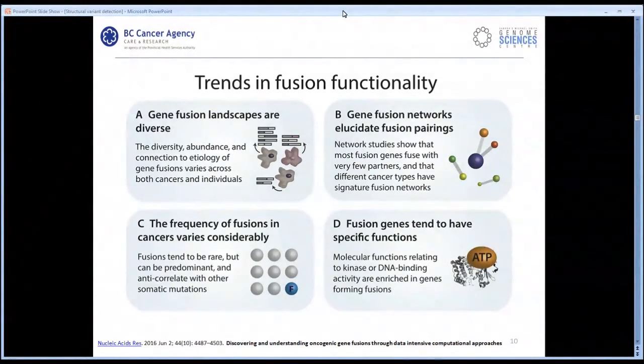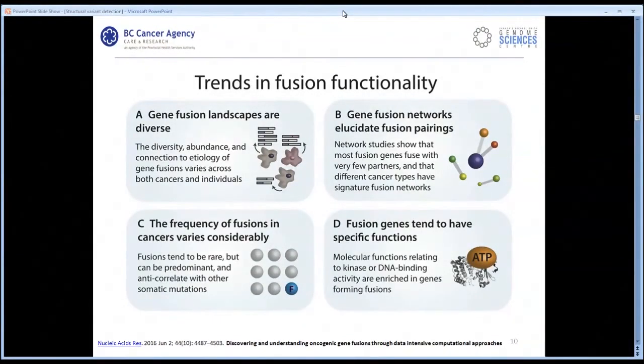The pairings that we see can be quite specific. The genes tend to fuse with very few partners, and different cancer types have different fusion networks. The frequency of gene fusions varies considerably with different cancer types. In general, gene fusions are quite rare, but can be the dominant oncogenic driver, and often anti-correlate with other somatic mutations known for that cancer type.